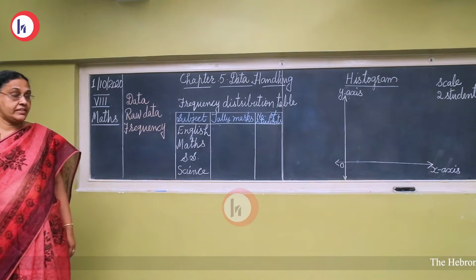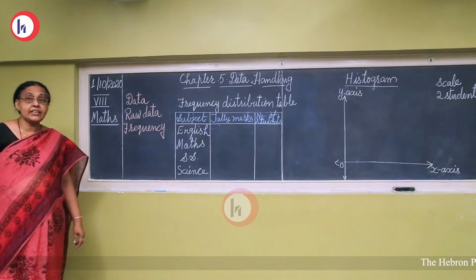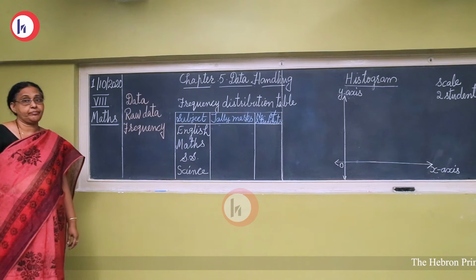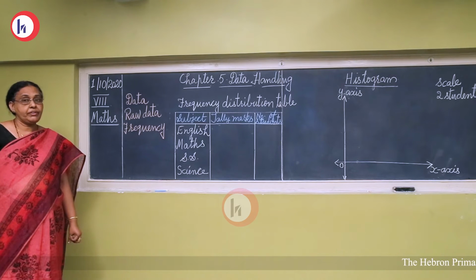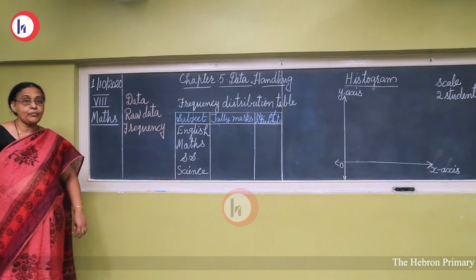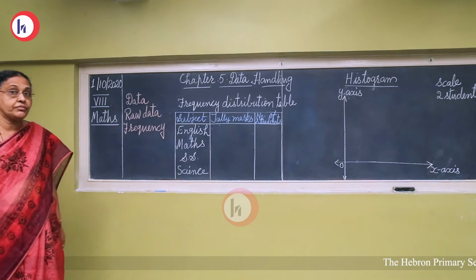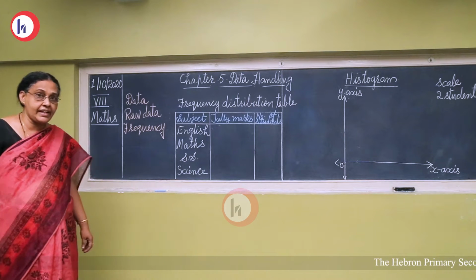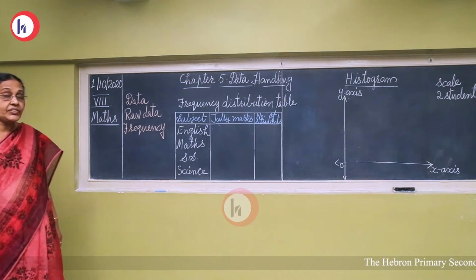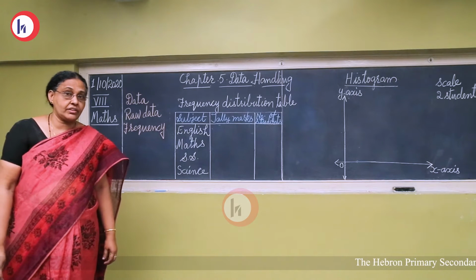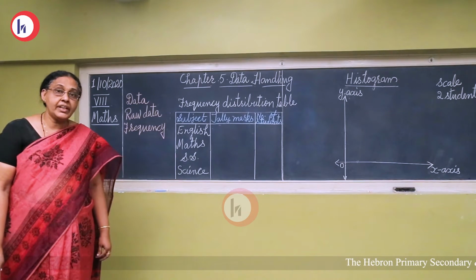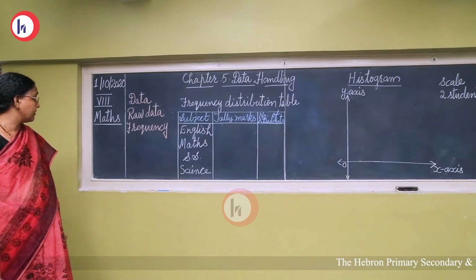Now what is meant by data? Data means it is the collection of information. So whenever we want to make anything, we need so much information. This information group we call as data, and if this data is not organized in a proper form, then it is known as raw data.